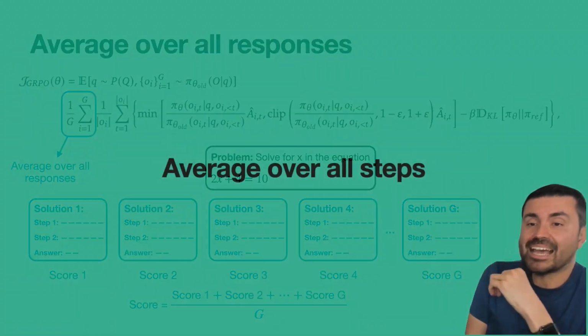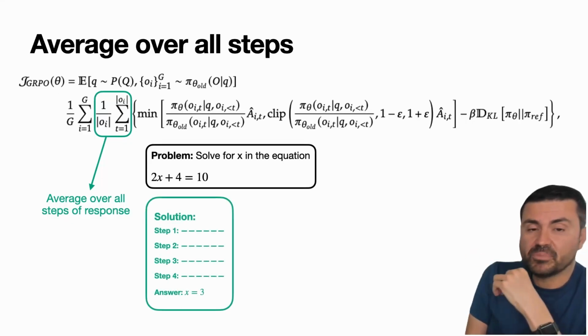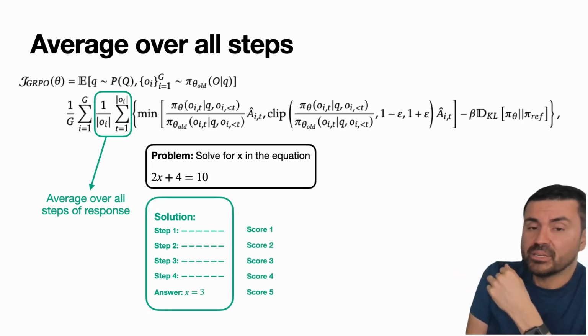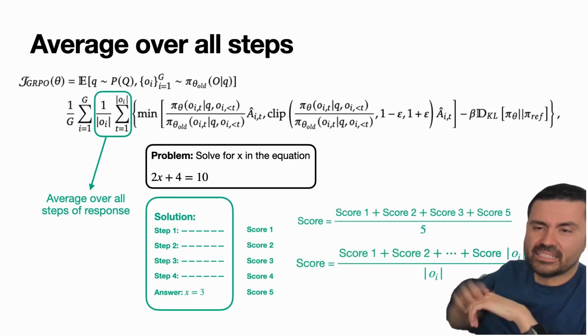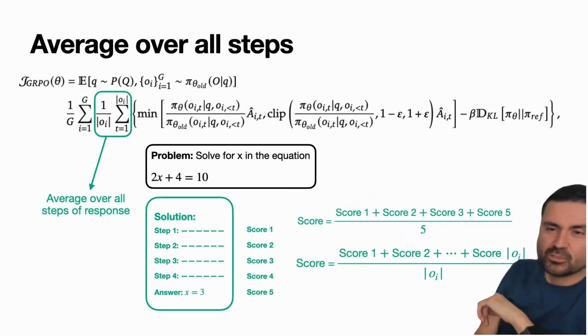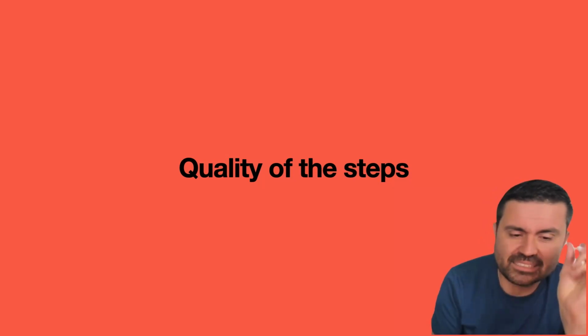Now the next one is the average over all the steps. Well, if a response has a lot of steps, we simply score each step and then take the average of all the scores. That O sub I there is the number of steps in a solution, including the answer. Okay, let's get to the meat of the subject, the quality of the steps.